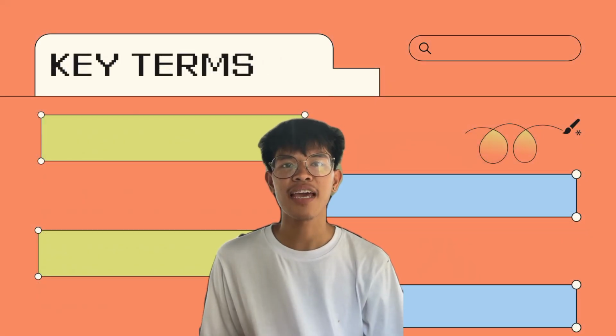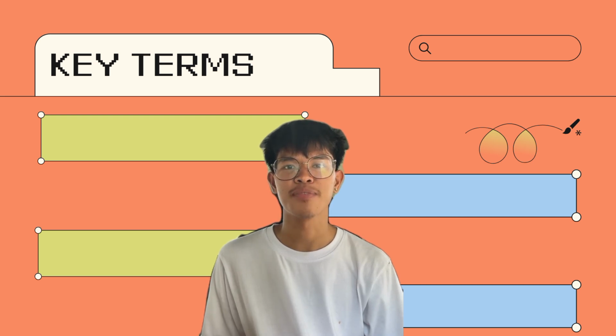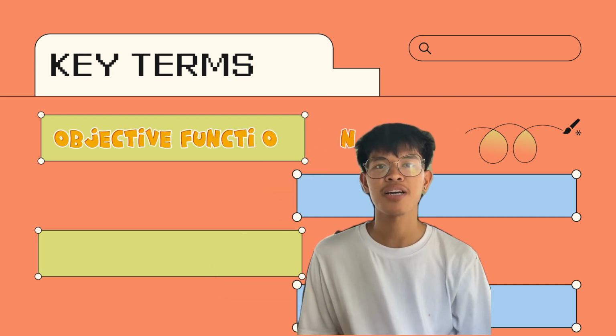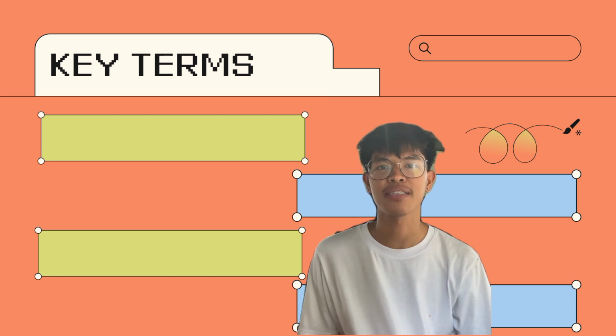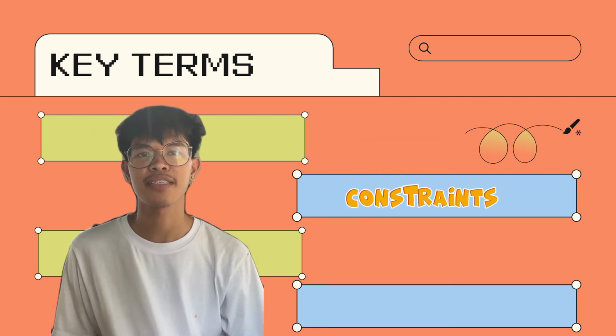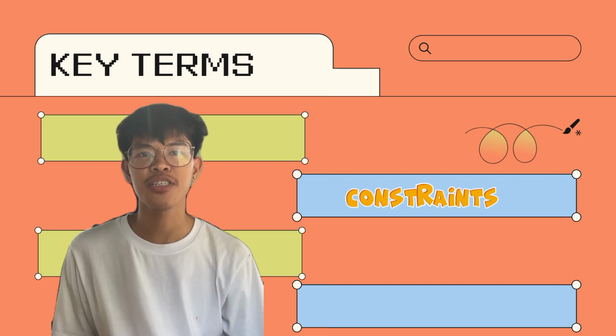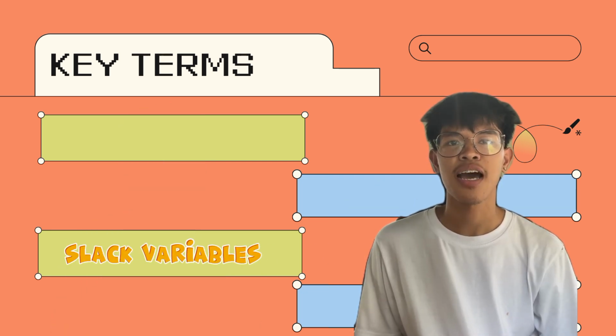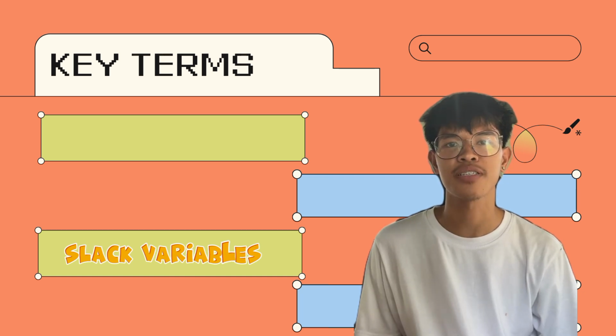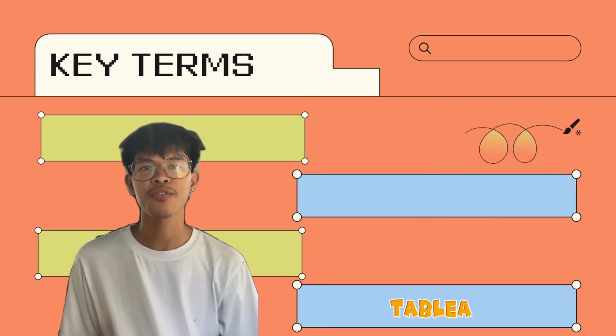Before we begin, here are a few important terms. First, objective function. This is the function we want to maximize or minimize. Second, constraints. These are the limits or conditions we need to work within. Third, slack variables. Added to less than or equal to inequalities to turn them into equations. Lastly, tableau, a matrix format used in each step of the Simplex method.